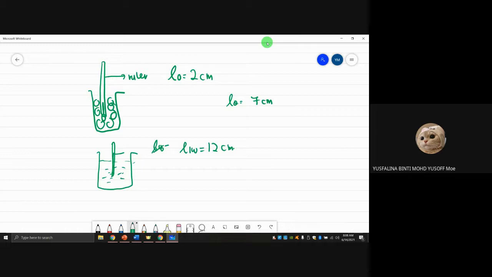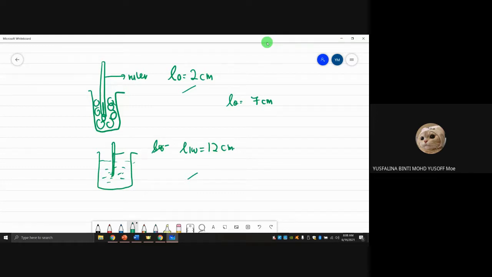By using L theta and L100, I can know the temperature of liquid X. I'll explain again. Put the thermometer inside the ice, then take it out and measure the length of the mercury. You got 2 cm. Then I put the same thermometer inside the boiling water, and that is L100 because boiling water is 100 degrees Celsius. I measure the length of the mercury again, and I got 12 cm.